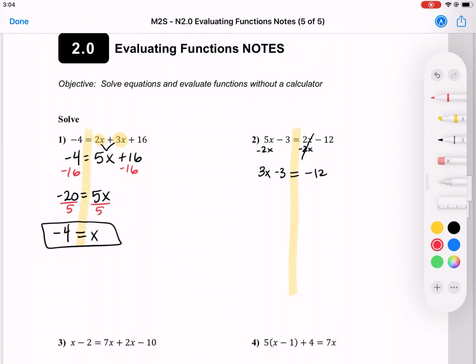Now that I've chosen that, I need to move the 3 away from the x, this -3, so I'm going to add it. So I got to do the opposite. So I got 3x equals -12 plus 3 is -9. And then I'm going to divide both sides by 3. So I get x equals -3.